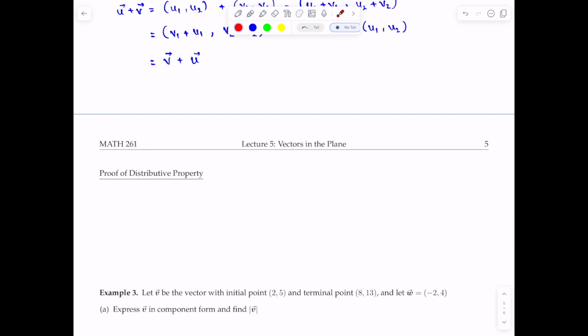Now, I want to show another proof here. For the distributive property, it shouldn't be too difficult. So let's consider the two vectors u and v, but in this case, I want to include a scalar r as well. So consider u equal to (u1, u2), and v is equal to (v1, v2).